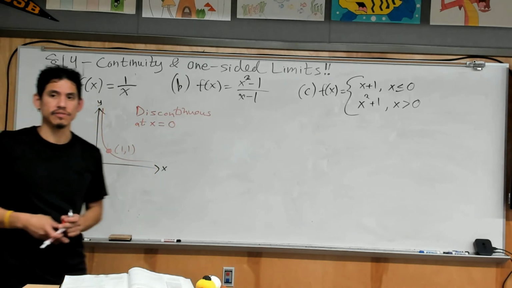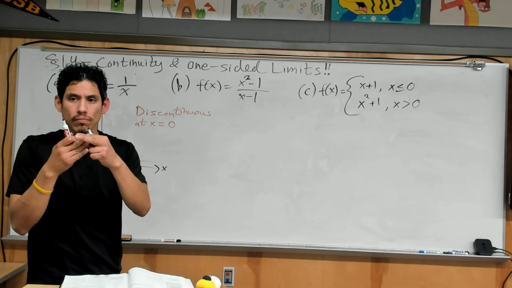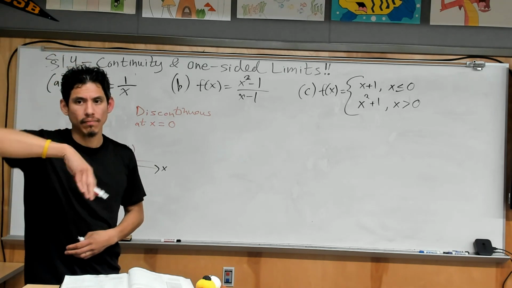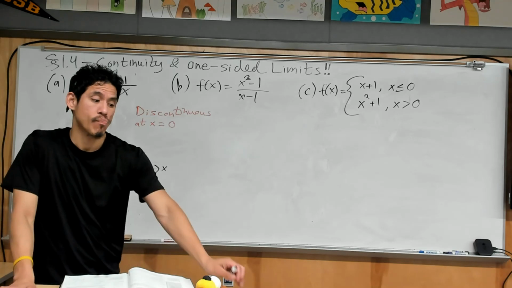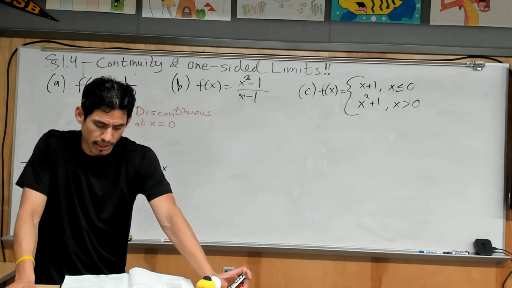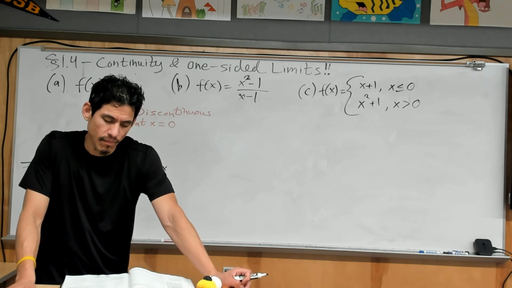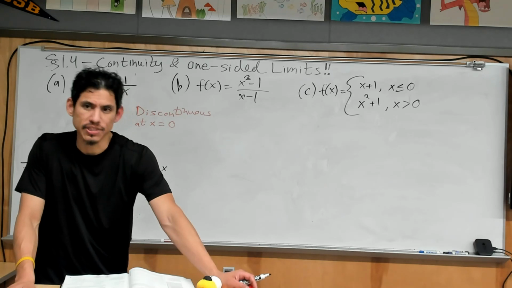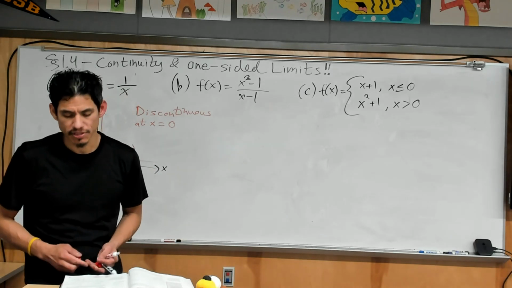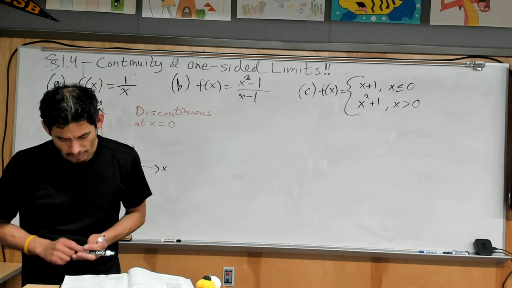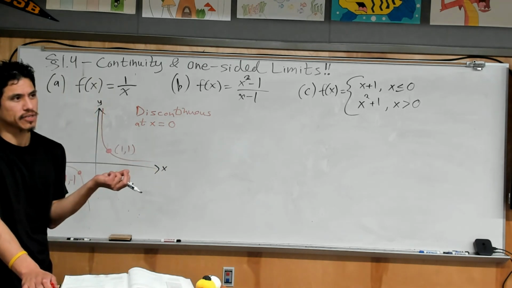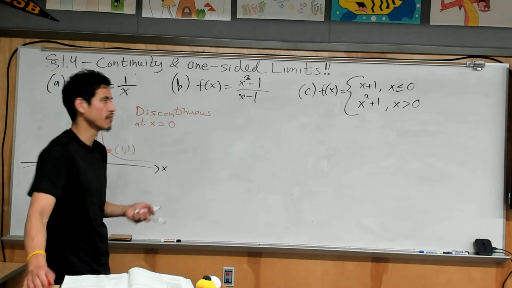But how is it discontinuous? Is it like a hole? Is it a jump? Is it doing something crazy? Like, is it going to infinity, negative infinity? Is it approaching a number? But for now, really just understand if it's removable or non-removable.